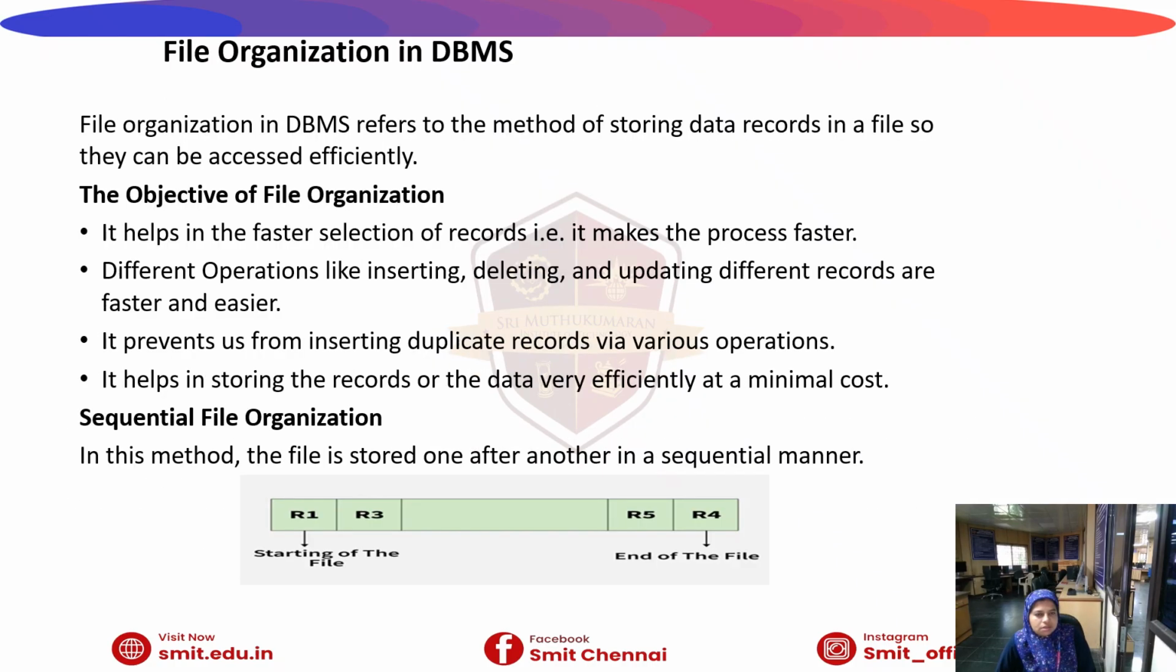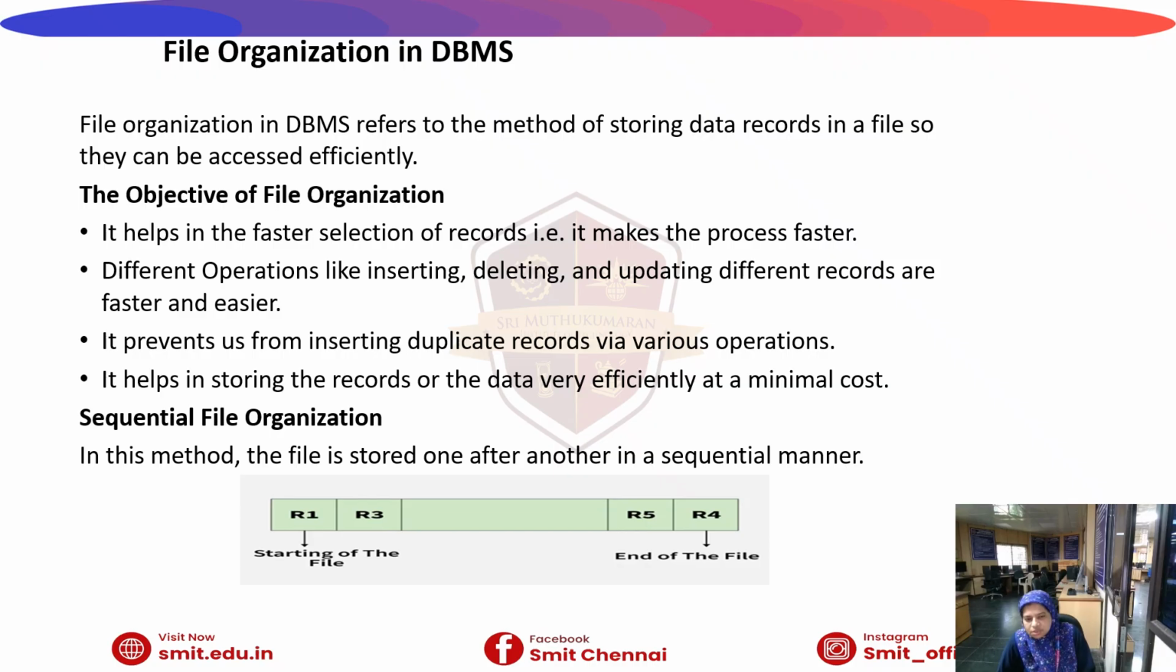Next is file organization in DBMS. What is the need of file organization? It refers to the method of storing data records in a file so they can be accessed effectively. The objective of file organization is fast selection of data. Different operations like inserting, deleting, copying, and updating can be done faster.